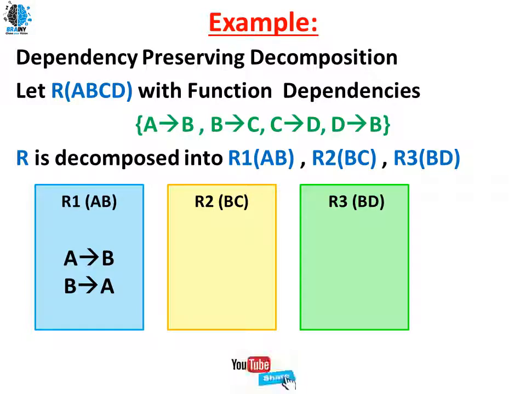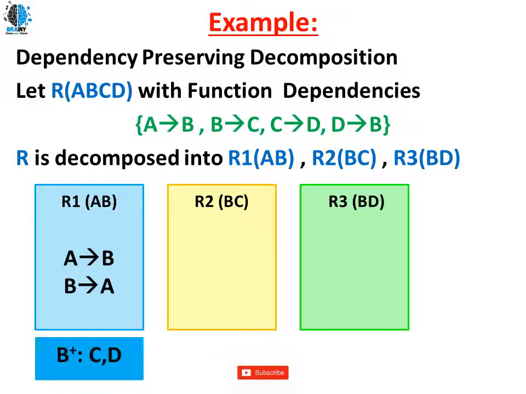These are the two functional dependencies we can have in R1. So let's see this. Closure of A: A goes to B is there in the given functional dependencies of the R table, so this is correct.